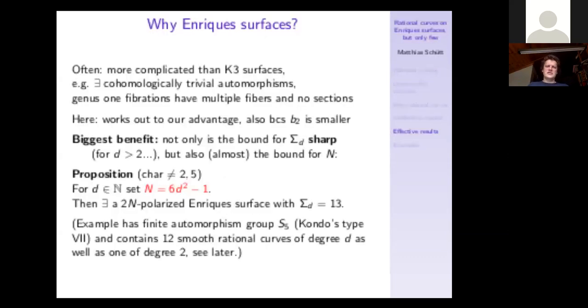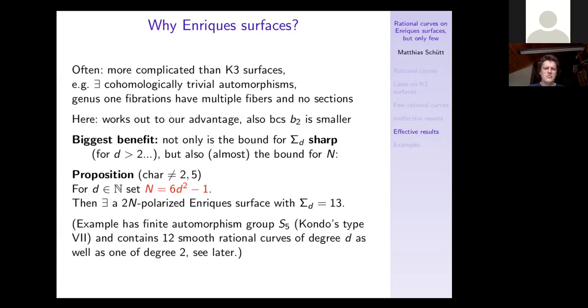Why Enriques surfaces? First reason, you might think, okay, maybe let's not touch them. Usually they are more complicated than K3 surfaces, at least that's my experience. And you can see this in many properties. For instance, there can be cohomologically trivial automorphisms, unlike for K3s, or genus 1 fibrations have multiple fibers and no sections. So this is inconvenient. What else can you think of? Finiteness problems which behave rather differently, and they will come into this game here as well. Also, you can say they are maybe less explicit than K3 surfaces. So there are many reasons maybe to try to do K3s first.